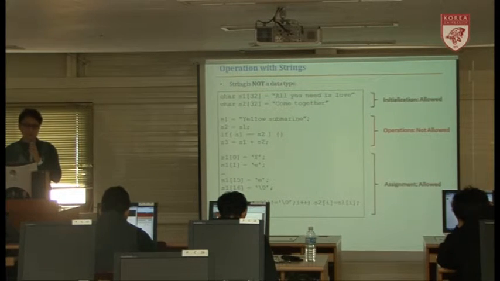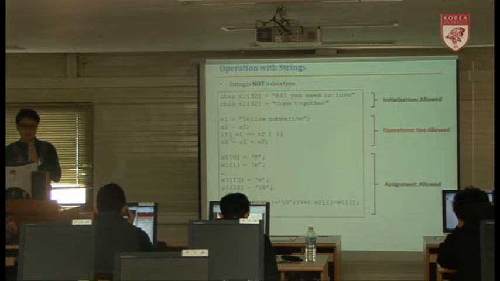But because it's not a data type, we cannot use a statement like S1 is equal to "yellow summary". It's not allowed. It makes an error. We cannot just assign this string to S1. Similarly, S2 equals S1 usually means to copy the value of S1 to S2, but because S2 and S1 are arrays and not a data type, it's not allowed. Neither is comparison, nor addition. They are not allowed.